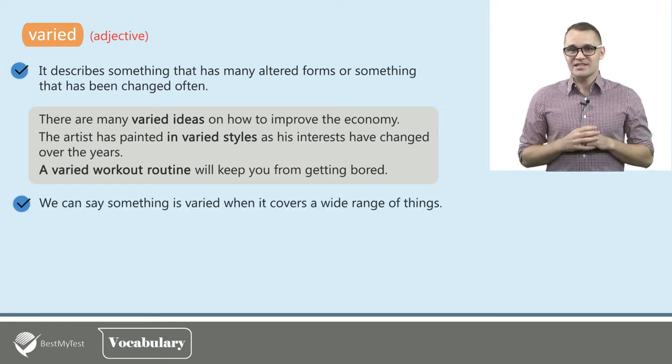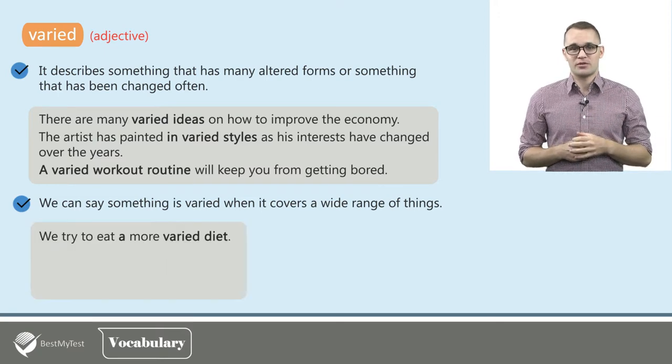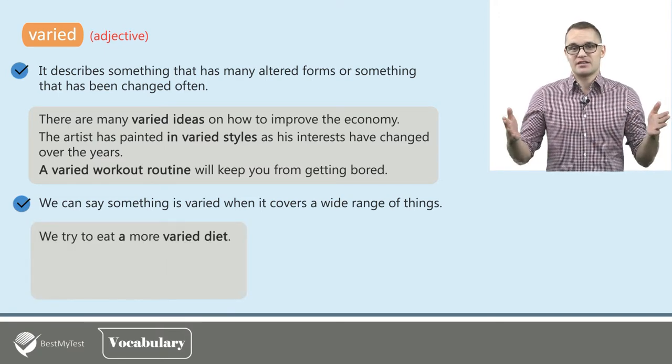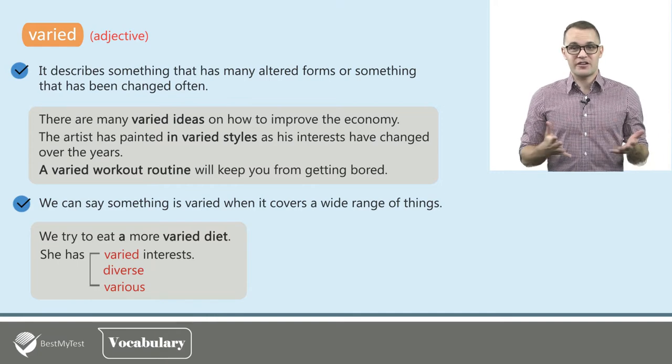Also, we can say something is varied when it covers a wide range of things. For example, we try to eat a more varied diet. Or, she has varied interests.